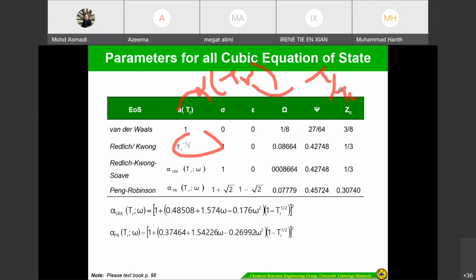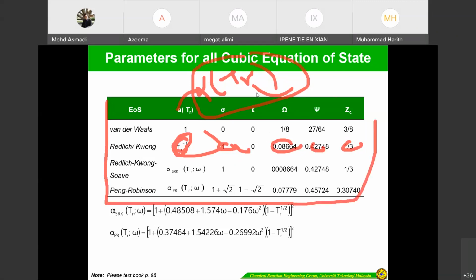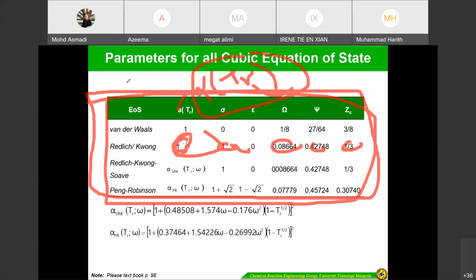Reduce temperature. The alpha TR, okay, alpha TR, substitute with PR. This one, this one, and also this one later for the calculation. Okay, this is important. This table, you will refer to this table.